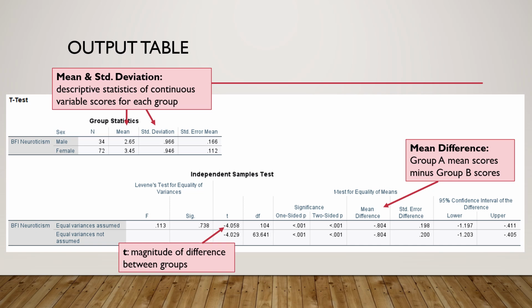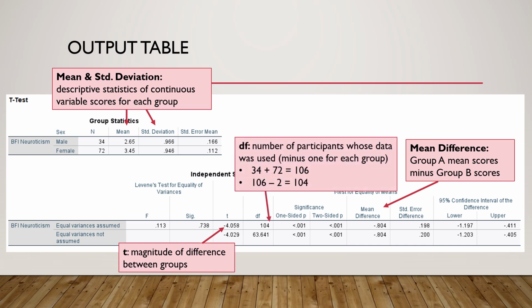So is that big? Is that small? You might remember from your statistics class that usually around 1.98 becomes significant at 0.05. So this is relatively large, but you don't really need to remember what the numbers signify because that is actually going to be represented in your p-value.